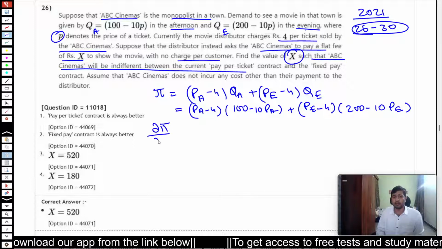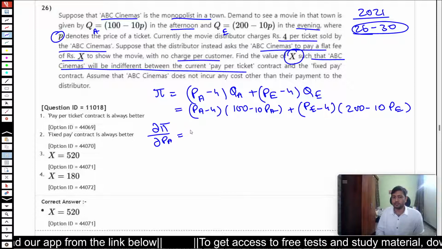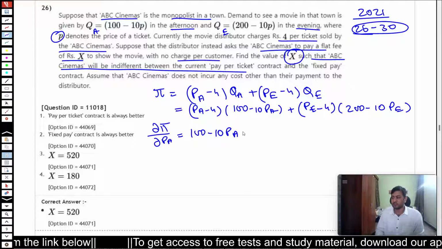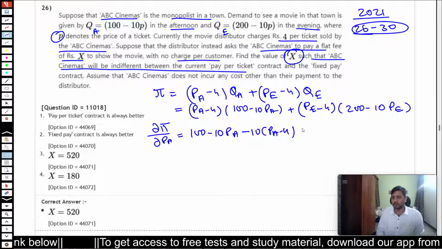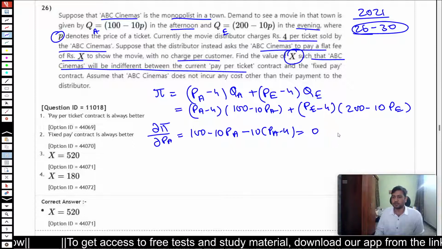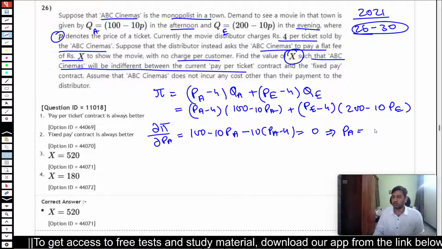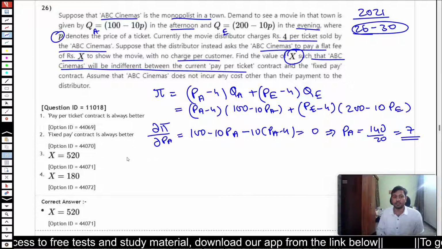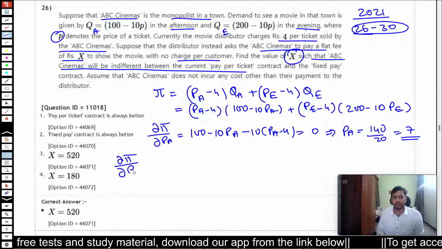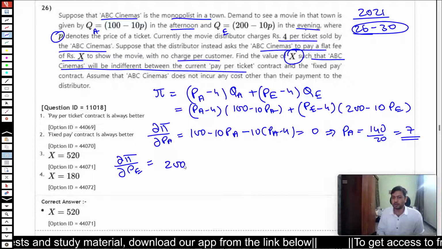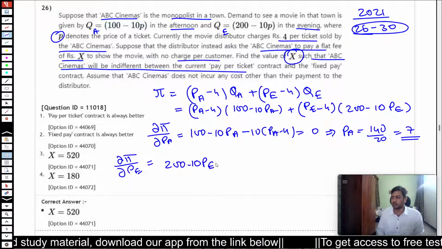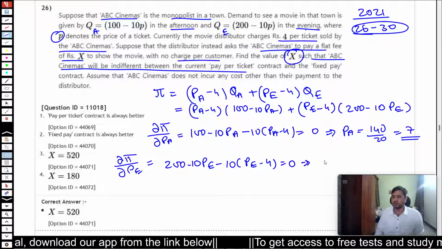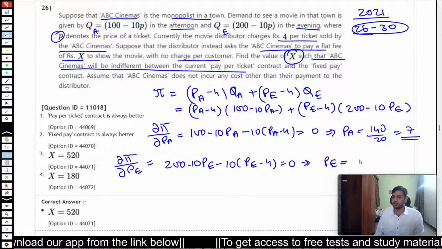So I'm just going to differentiate with respect to PA and PE. So del pi by del PA is equal to 100 minus 10 PA minus 10 times PA minus 4, which needs to be equal to 0. When you solve this, you get PA equal to 140 by 20, which is equal to 7. So this is the afternoon ticket price. Similarly, del pi by del PE will turn out to be 200 minus 10 PE minus 10 times PE minus 4, which must be equal to 0. When you solve this, you get the price in the evening PE equal to 12.